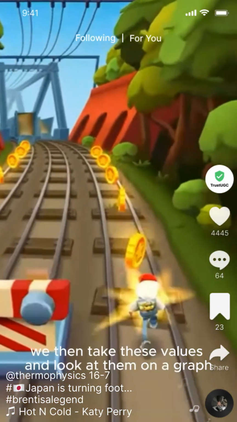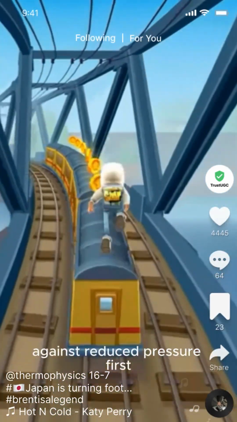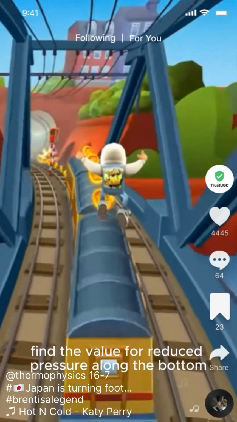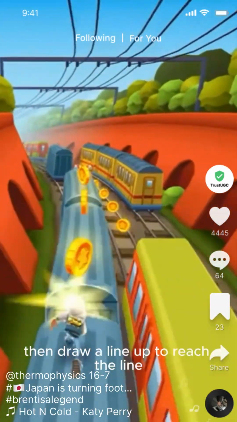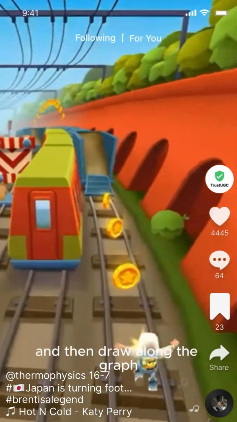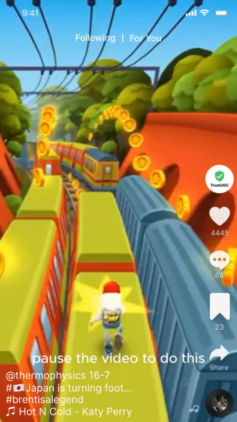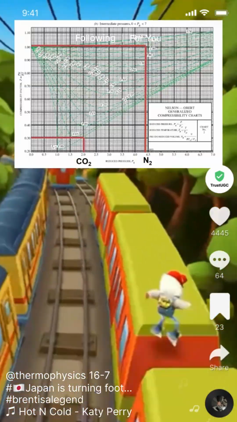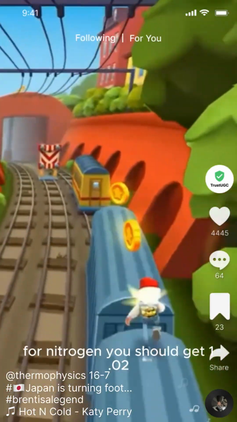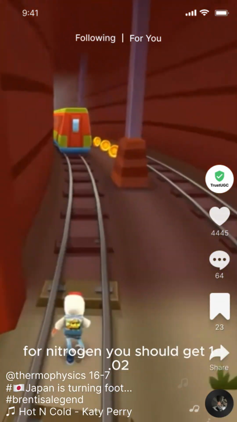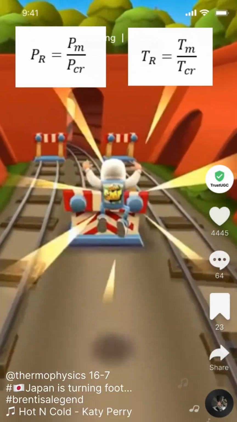We then take these values and look at them on a graph of compressibility factor against reduced pressure. First, find the value for reduced pressure along the bottom, then draw a line up to reach the line equal to the reduced temperature, and then draw along the graph to find the compressibility factor. Pause the video to do this. For nitrogen, you should get 1.02. Repeat these steps for carbon dioxide.